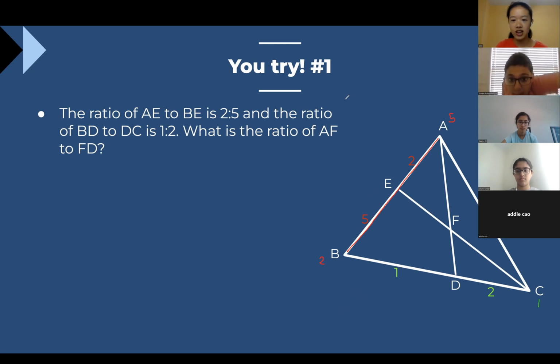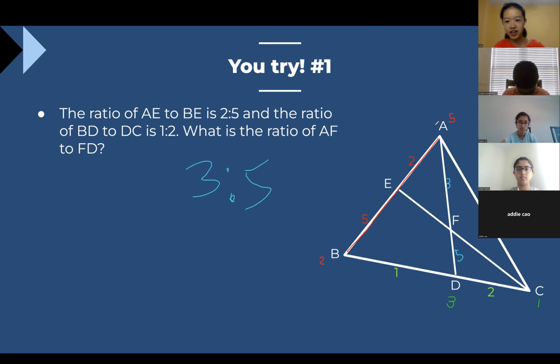Once we have that, we can solve for the mass of D because D is a fulcrum, which means that it's just the sum of B and C. So that would be 3. And once we have that, we can figure out a possible length for AF and FD. So AF could be 3 and FD could be 5. That would be the easiest values to work with, in my opinion. So the ratio of AF to DF would be 3 to 5.